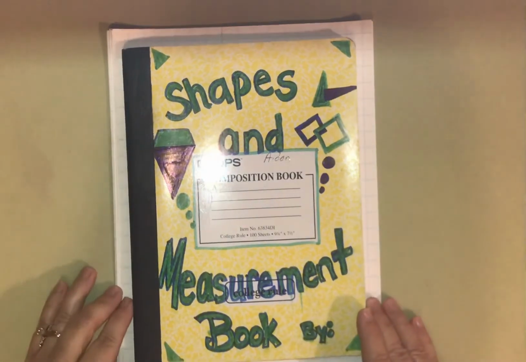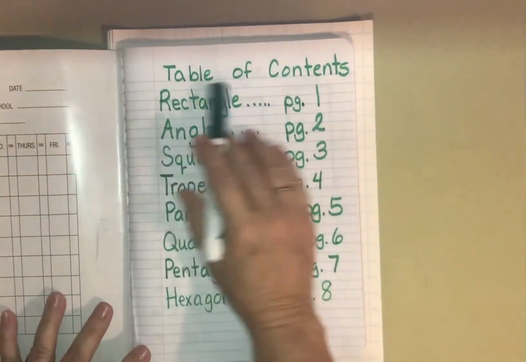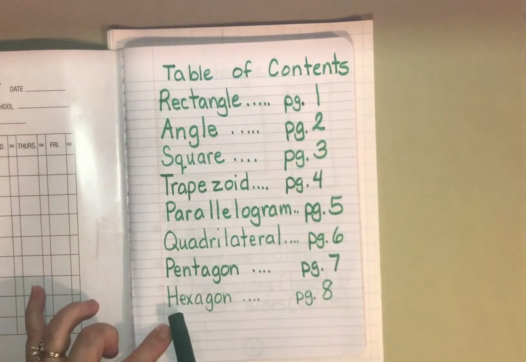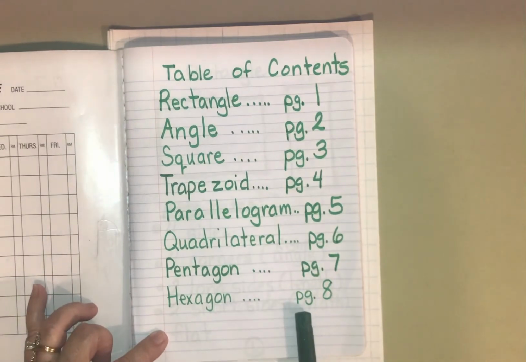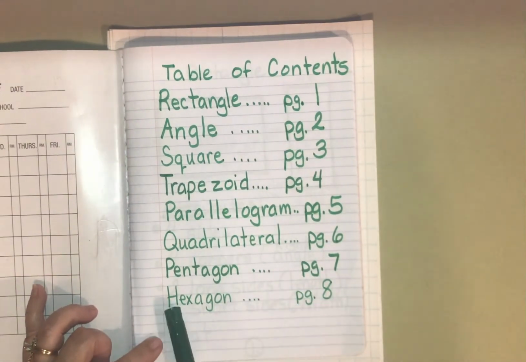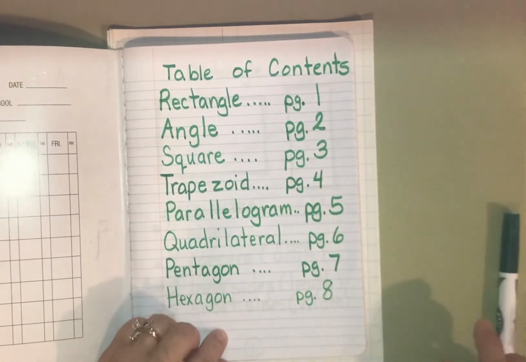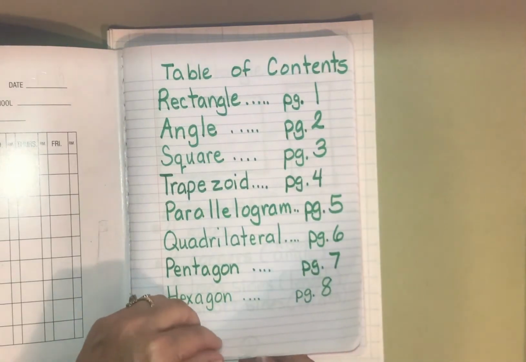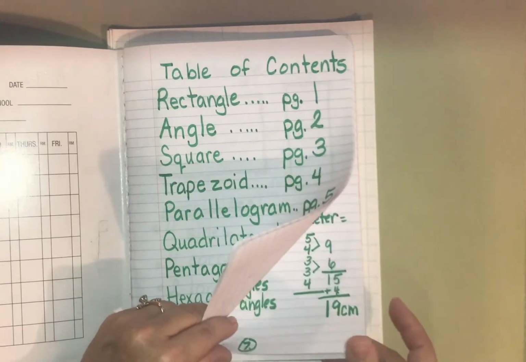So today in our shapes and measurement book, we are going to our table of contents, and you can see that today we are going to be making a page for the hexagon shape, and that will be on page 8. So go ahead and write this in your table of contents, and then let's go to page 8. Now if you need a few seconds to write that, pause the video and then you can catch up with me on page 8.